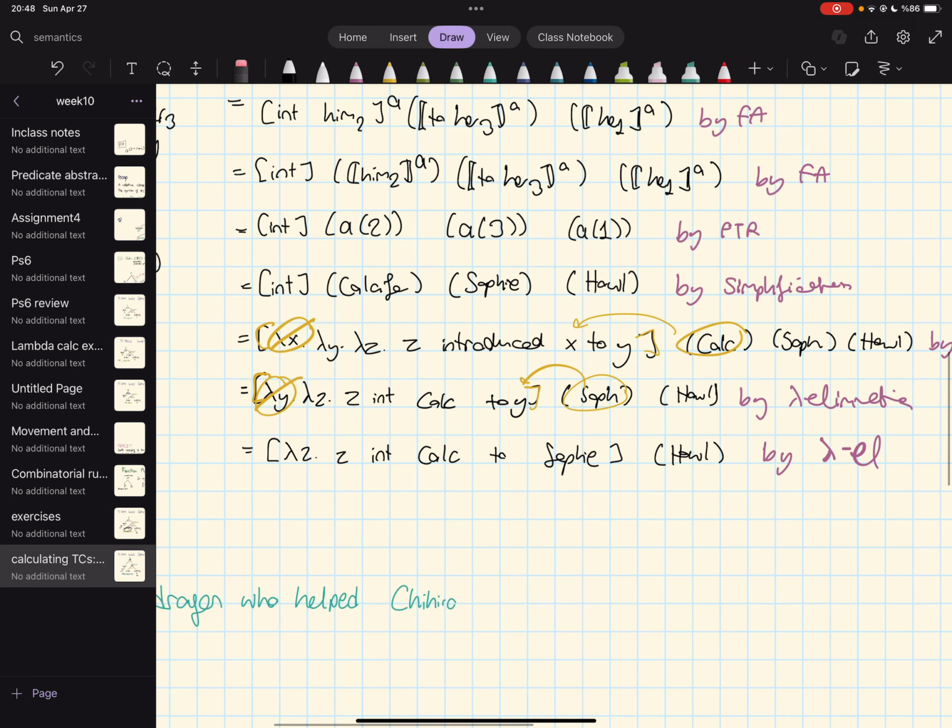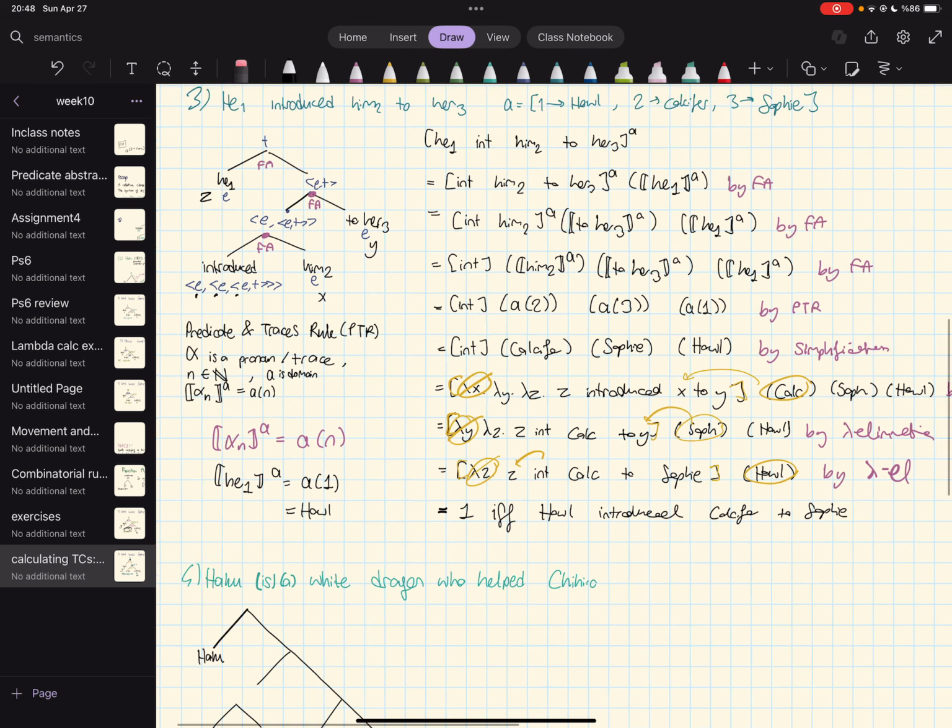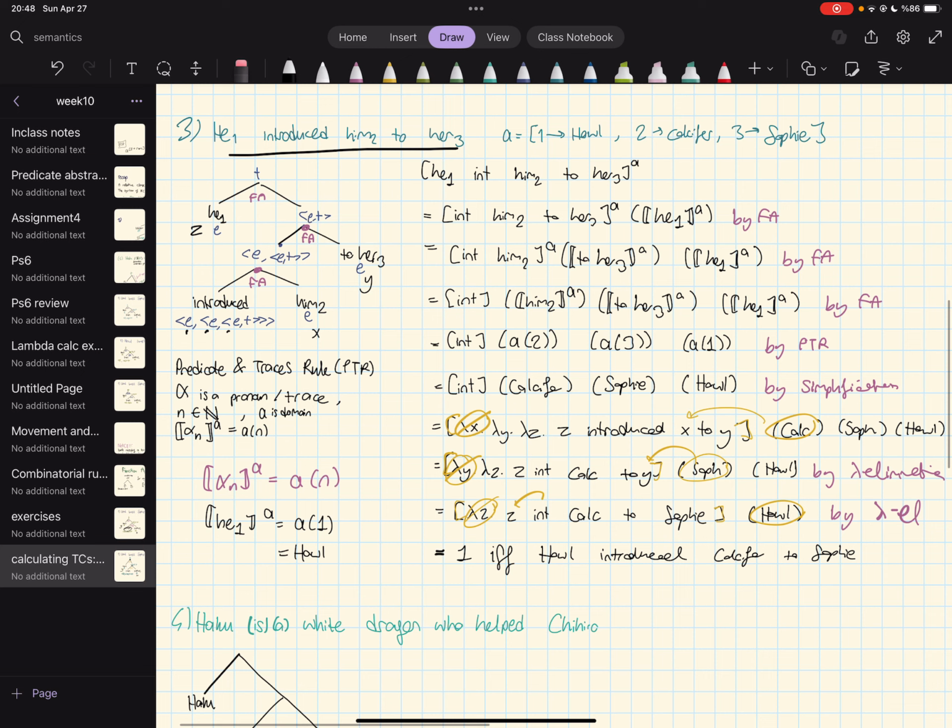Alright. Now these brackets have lambda z in them and Hal right outside of it. So Hal will eliminate lambda z, and instead of z I'll start writing Hal. So this whole sentence denotes one, if and only if Hal introduced Calcifer to Sophie. He introduced him to her denotes one, if and only if Hal introduced Calcifer to Sophie.